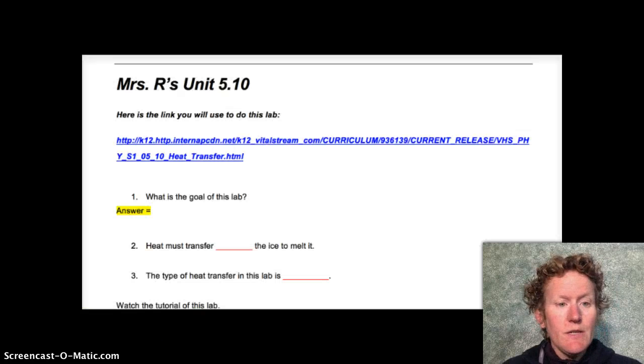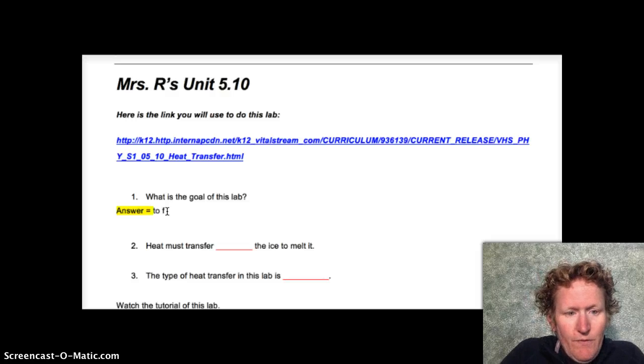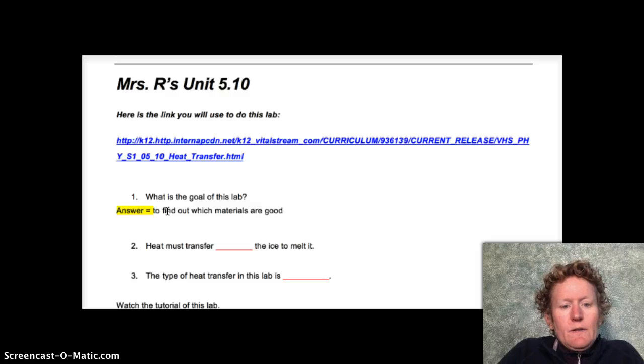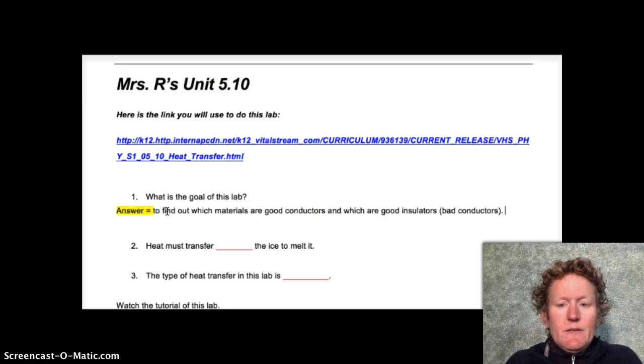So here's the lab sheet you'll find in doc sharing. There isn't one in the lesson. So look in doc sharing, it does have the direct link to the lab there. So the goal of the lab is to find out which materials are good conductors and which are good insulators, aka really bad conductors of heat. If something's a bad conductor, it's a good insulator.